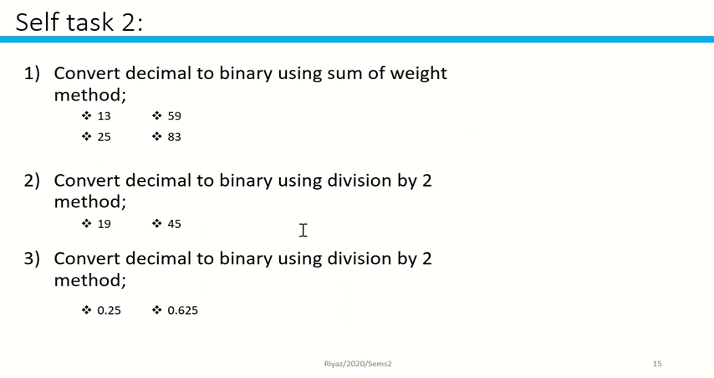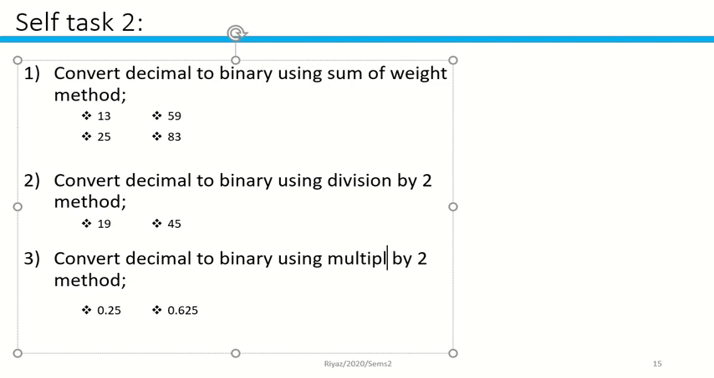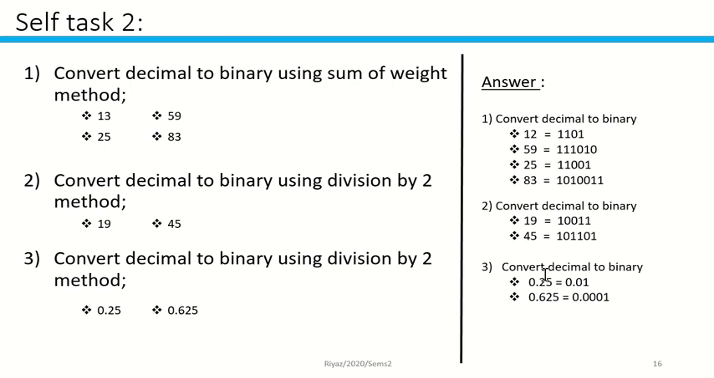So this is the self-task 2. Please, you have 3 questions over here. Convert the decimal to binary using sum of weight. This one is using division by 2 method. And this one is using multiply by 2 method. I'm sorry, there is a mistake over here. So this is the answer.